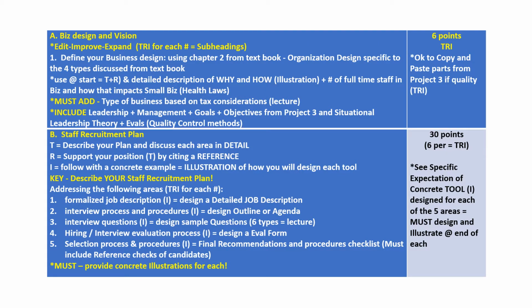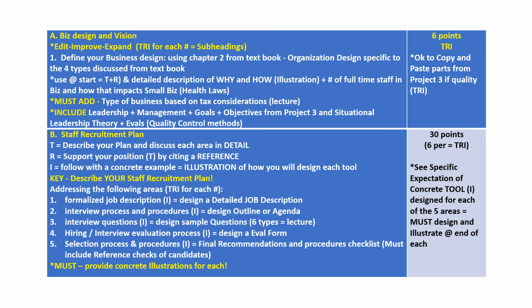All right, here's the rubric again. Let's go through the details so you can nail this project. Section A should be a header. This is your business design and vision. What you want to do here is edit, improve, and expand from project 3. Subheading: define your business again. This is directly from project 3. You want to improve this if you need to. It's okay to copy and paste parts if the quality was good.